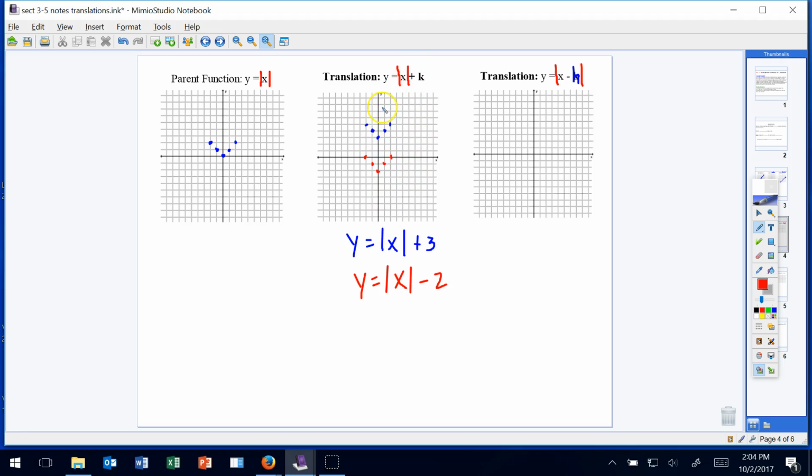Plus a number means up, the y-axis. Down, or negative, means down. Okay, now I've got this number I've labeled as h. Just think h for horizontal. And if you see the number that's added or subtracted inside the absolute value walls, that's going to indicate a horizontal shift. And this one's a little tricky.